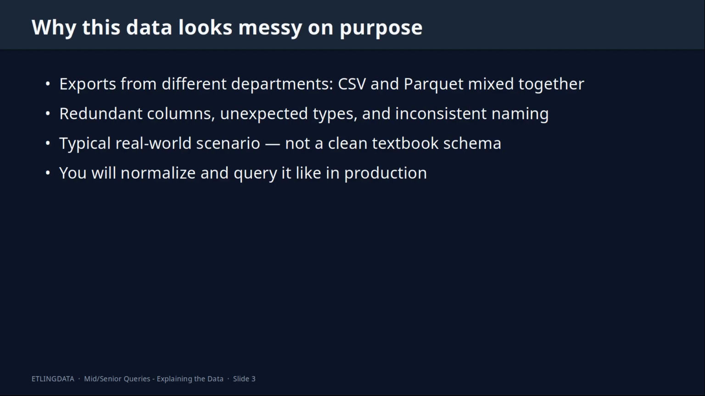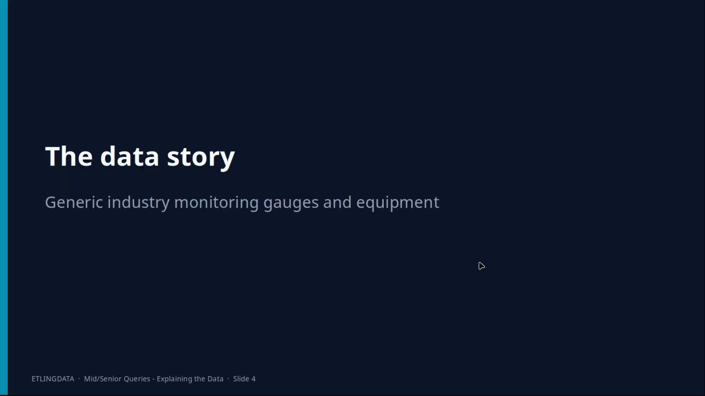The data might look a little more confusing than most of the hiring challenges, but that's intentional. I wanted to mimic a real-life scenario where we receive different CSV and Parquet files exported from different departments. So redundancies, unexpected data types, inconsistent naming, and inconsistent data are quite common. We may run into a few examples along the way. Who knows? Let's talk about the data story.